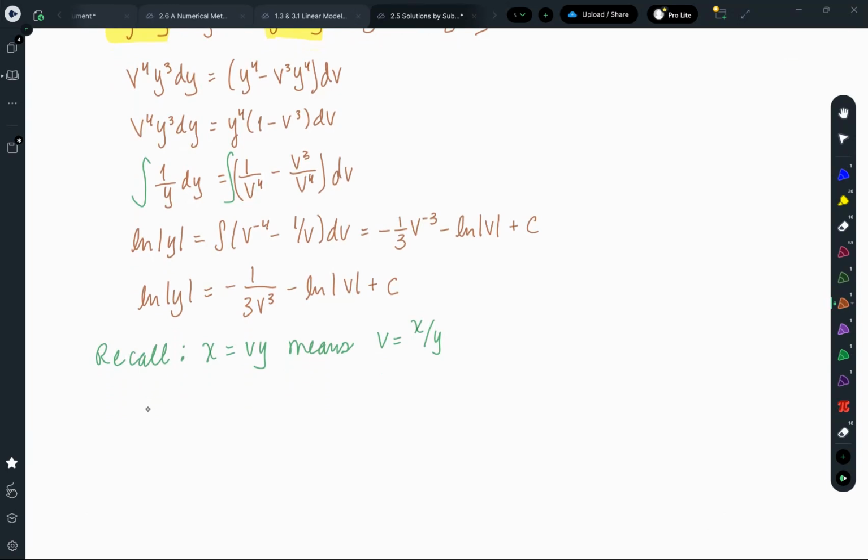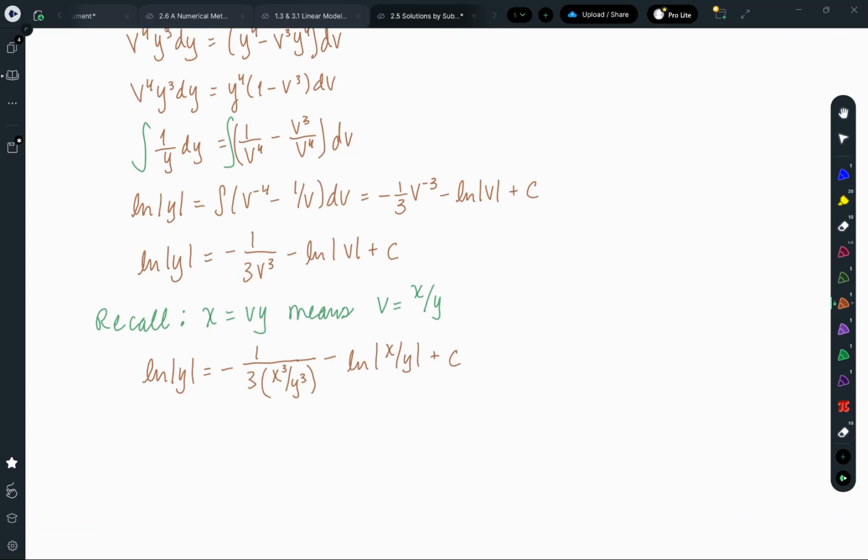y will stay the same, so I keep the natural log of the absolute value of y. This is equal to a negative 1 over 3 times x cubed over y cubed minus the natural log of the absolute value of x over y, and then a plus c. Okay.